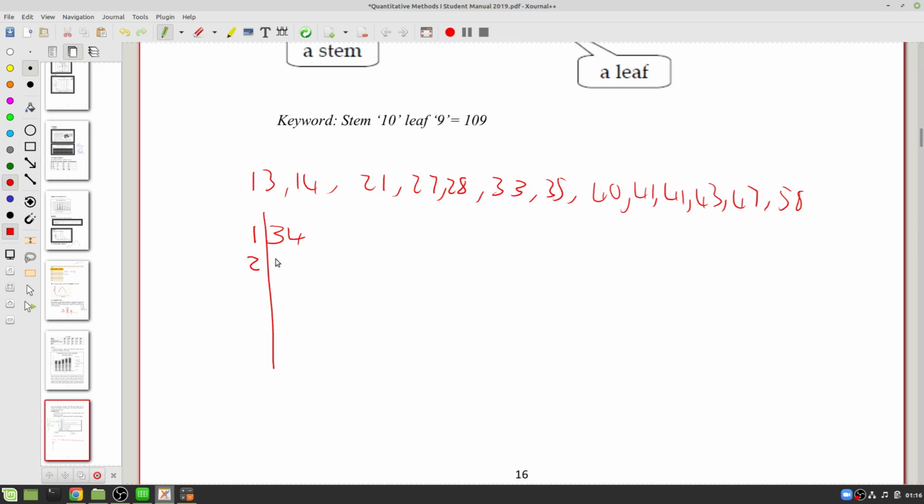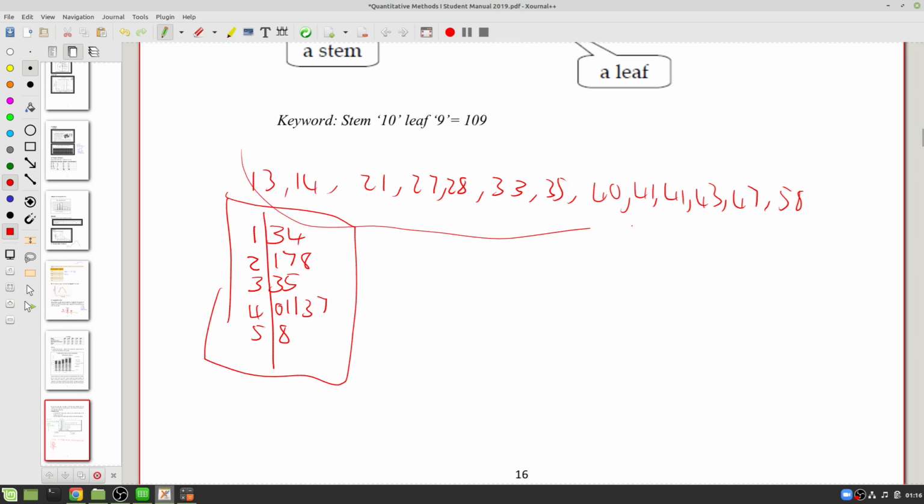And then we've got a 21, a 27 and a 28. And then for the 30s, we've got a 33 and a 35. For the 40s, we've got a 40, 41, another 41, 43 and a 47. And then for the 50s, we've got a 58. So this is your stem and leaf diagram for this data right here.